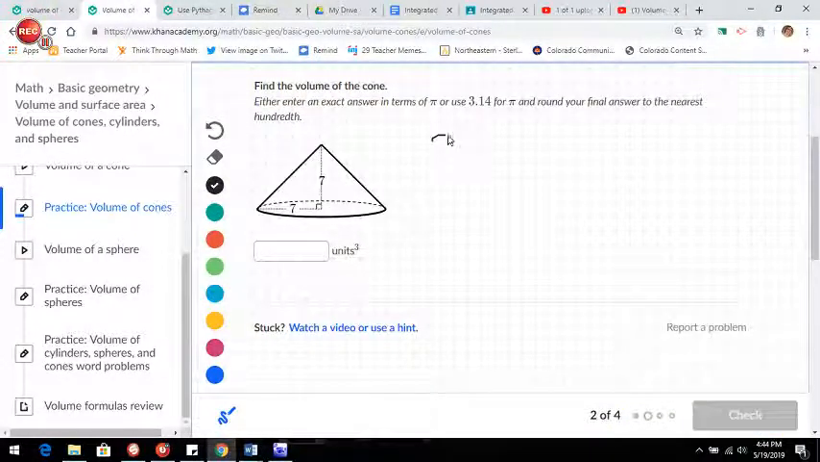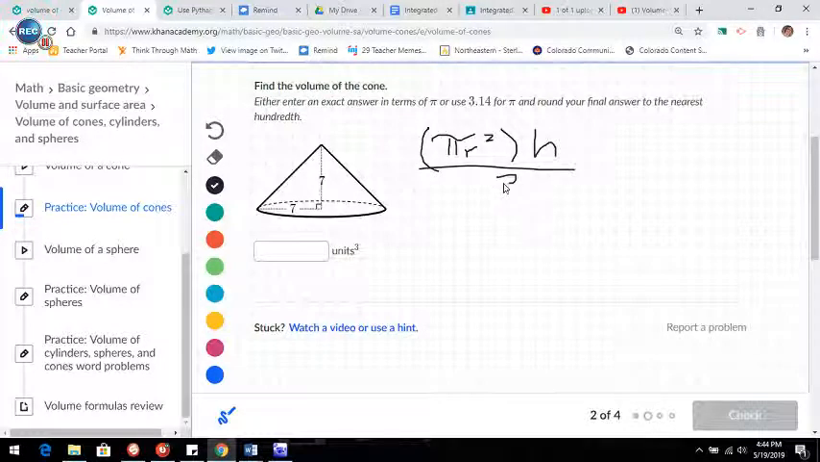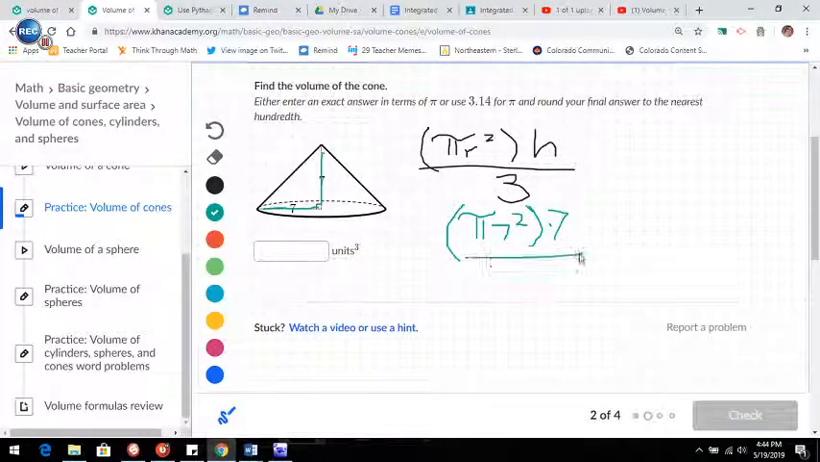I'll do one more. So it's pi r squared times the height. And don't forget to divide by 3. Okay, so then we have 7 is the radius, and the height is also 7. So that's going to be pi times 7 squared, times the height 7, divided by 3. 49 times 7 is 343.